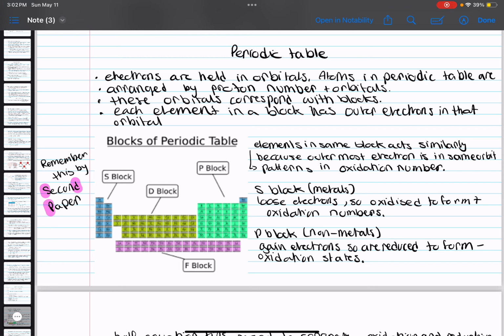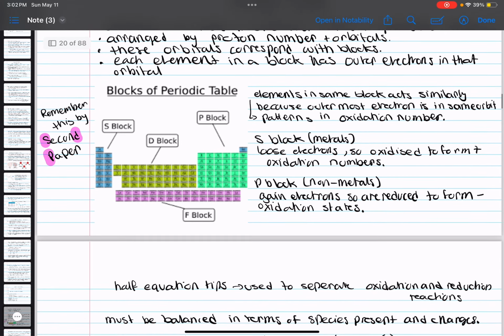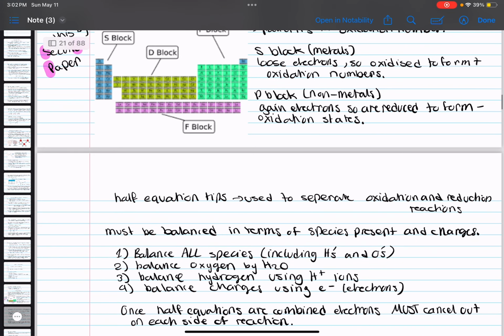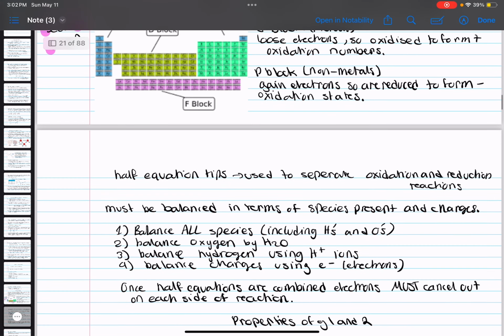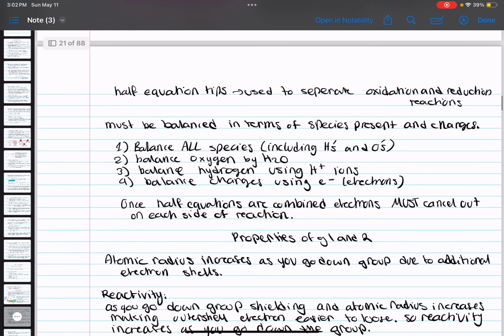Elements in the same block act similarly because the outermost electron is in the same orbital, so the pattern in oxidation number is similar. So the S block is usually metals, they lose electrons, so they oxidize to form positive oxidation numbers. And then you have the P block, which are non-metals, and they gain electrons, so they are reduced to form negative oxidation states. Half equation tips: used to separate oxidation and reduction reactions.